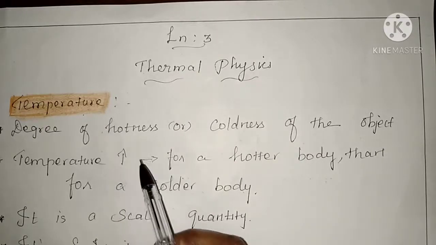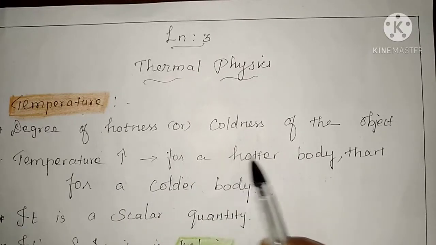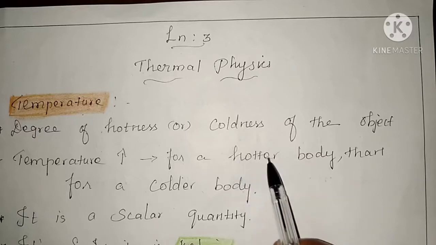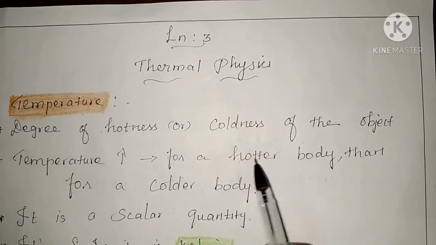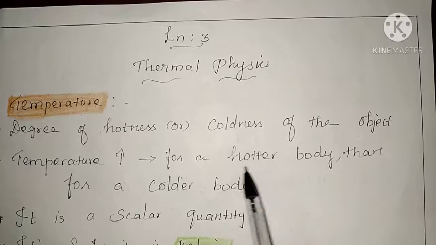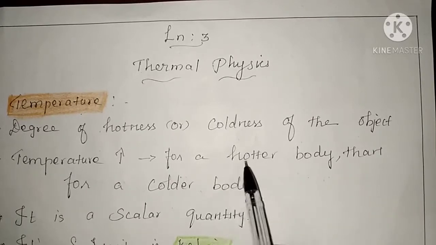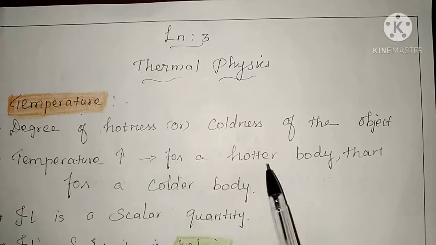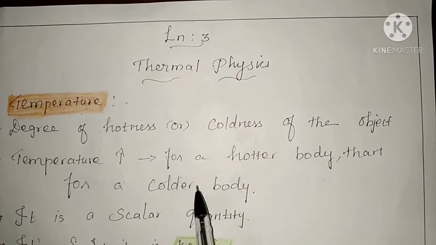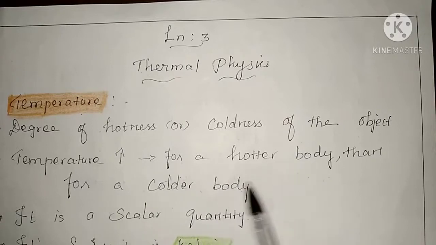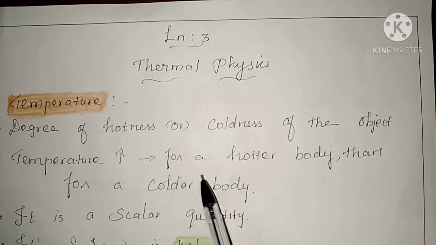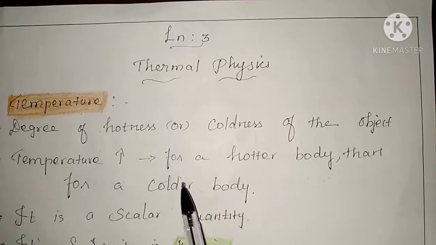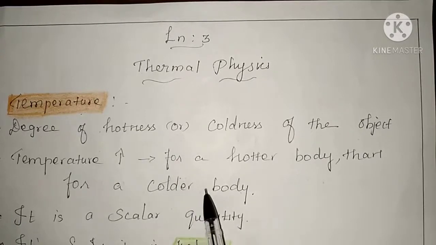You all know that temperature is higher for a hotter object. If you touch that hot object, we can feel the hotness. Why? What's the reason? The temperature of the hot body is higher compared with the colder body. A colder body we can touch with our hand, and we can feel that its temperature is low.